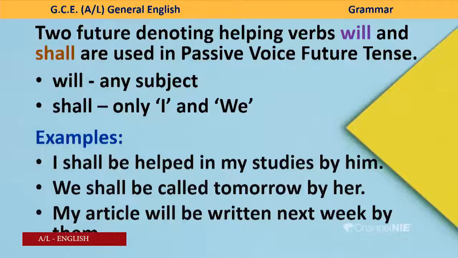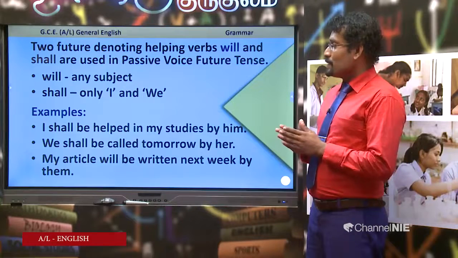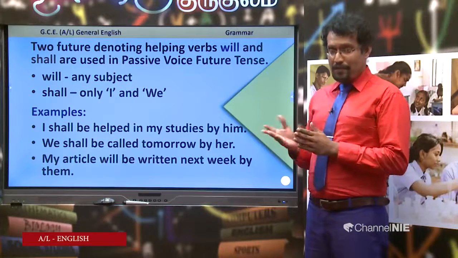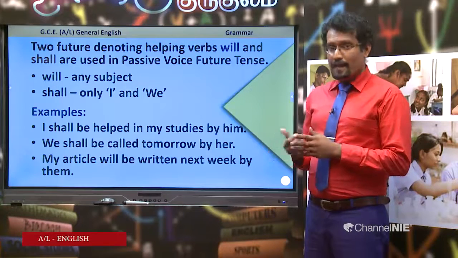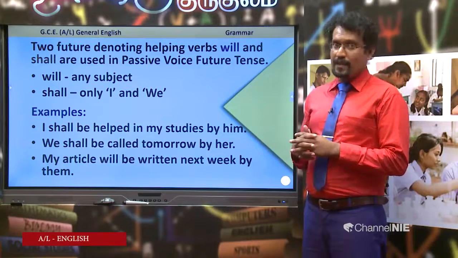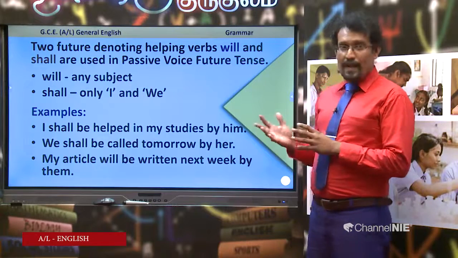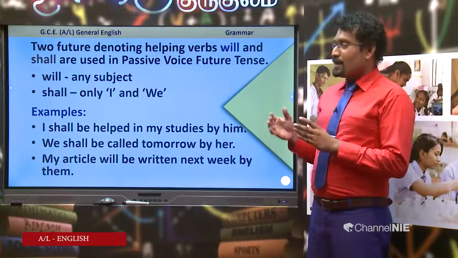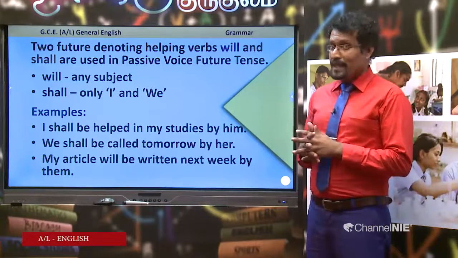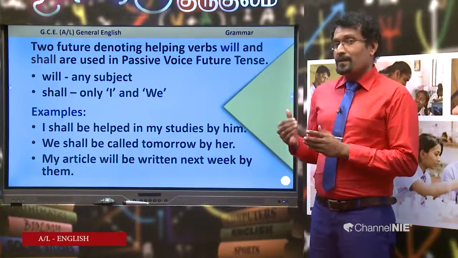Two future denoting helping verbs, will and shall, are used in passive voice future tense. We use will with any subject, but we use shall with only I and we. I shall, we shall. With any other subject, we can use will helping verb. So, there are some examples for you to have a better idea about how to use shall and will future denoting helping verbs. I am going to read those sentences for you.